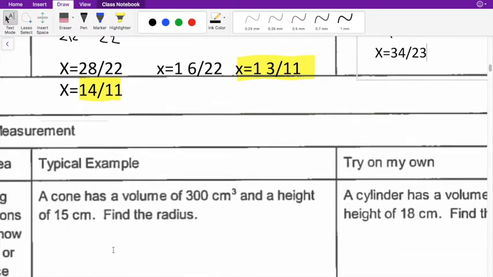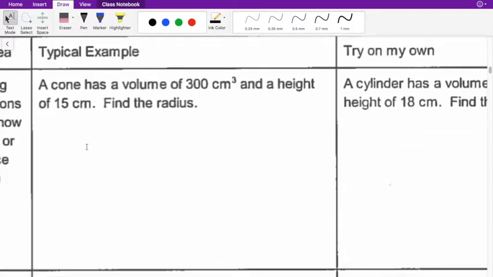Now, if I'm going too quick, of course, pause it before. So now we have here, we're on to some measurement. A cone has a volume of 300 centimeters cubed and a height of 15. Find the radius. What I like to do with these questions is I write down what I know.